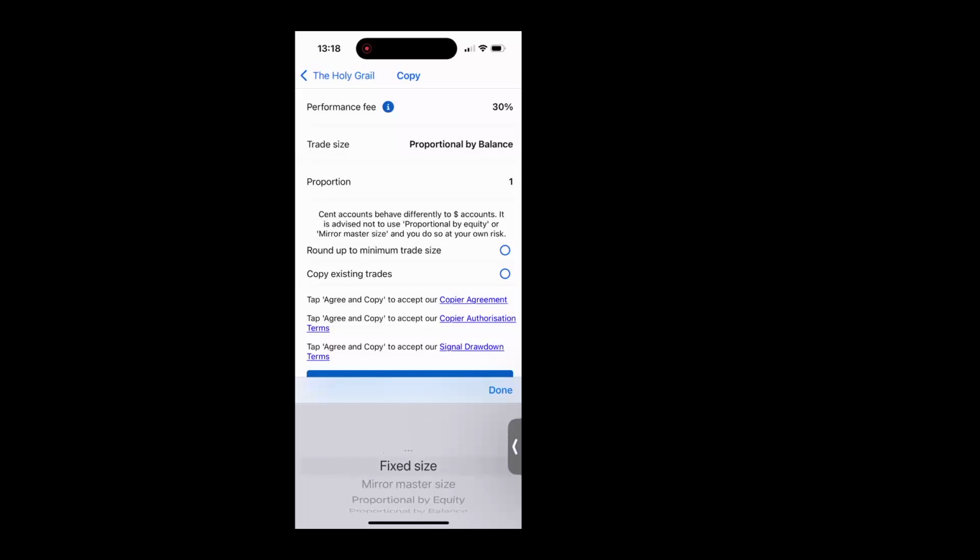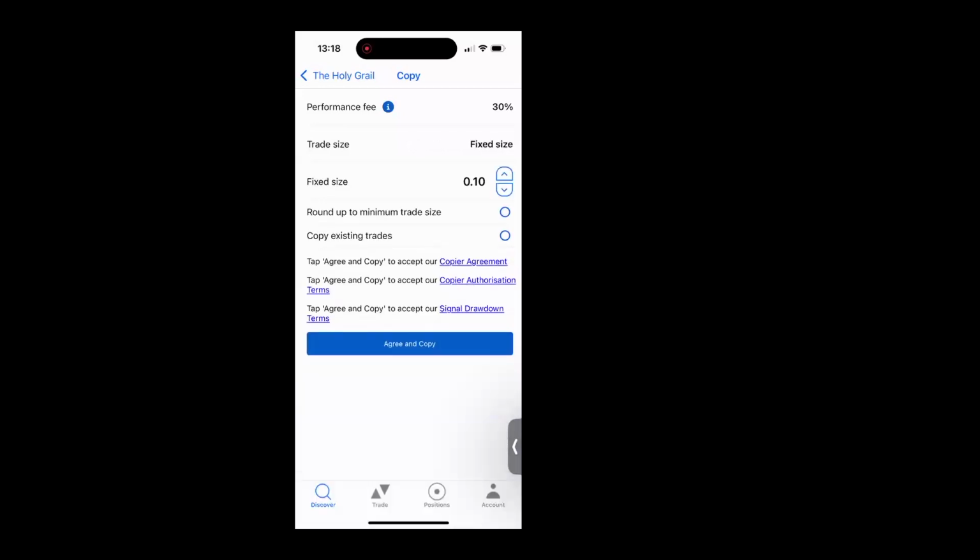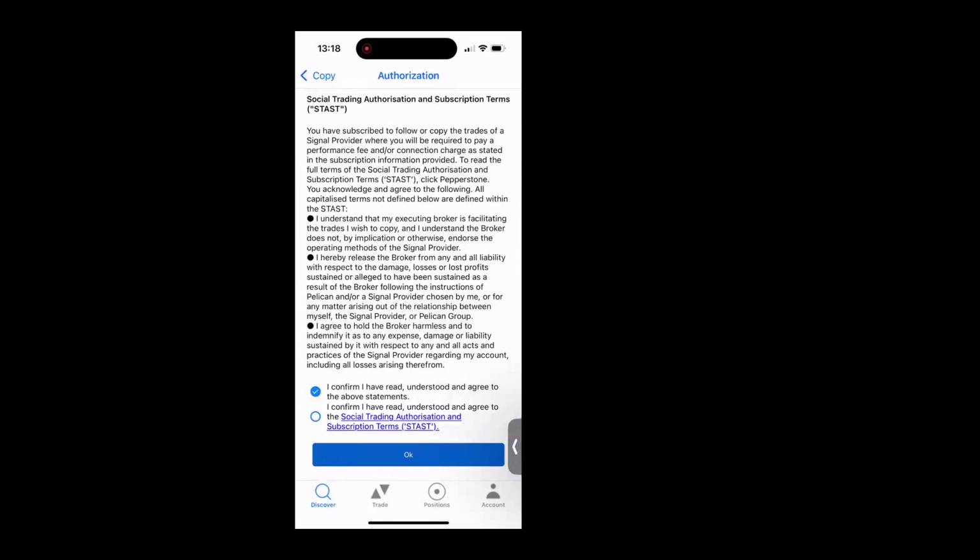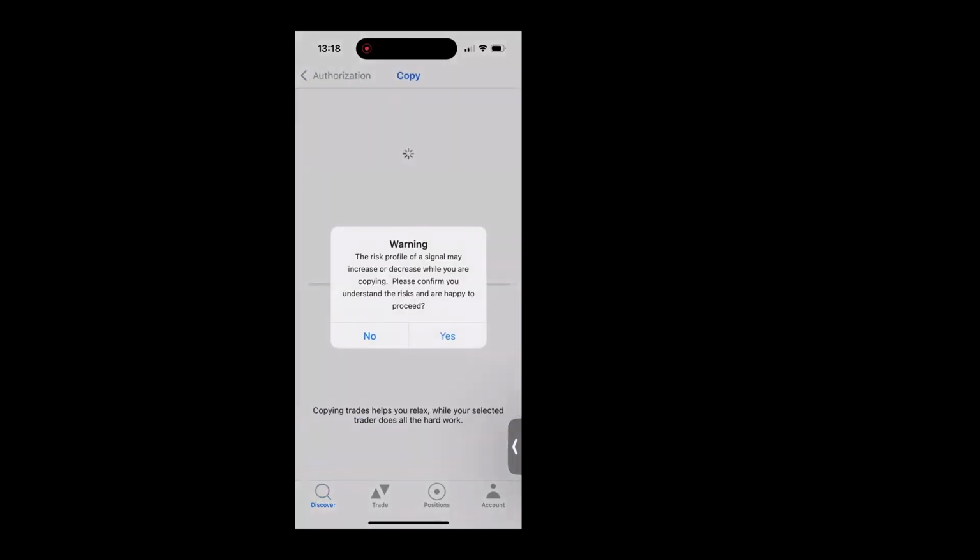Now, in this case, I'm going to do fixed size 0.1, and I'm going to click agree and copy, consenting to these various legal documents. I'm then going to consent to the social trading authorization and subscription terms, and I'm going to click OK. And then finally, I'm just going to click yes to this final risk warning there.